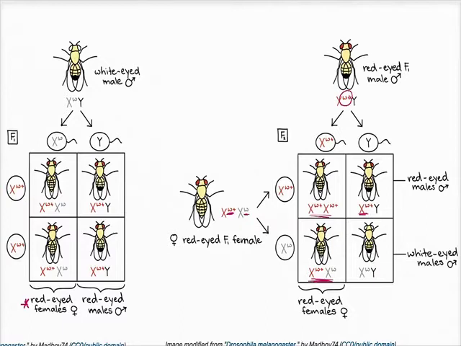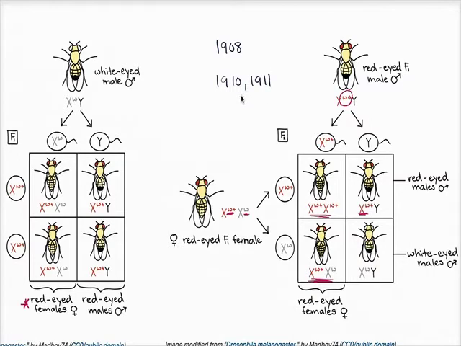He started breeding these flies in 1908. It wasn't until a couple of years later that he finally found that first mutant white-eyed male, and it was in 1910 and 1911 that he published these discoveries in Nature.